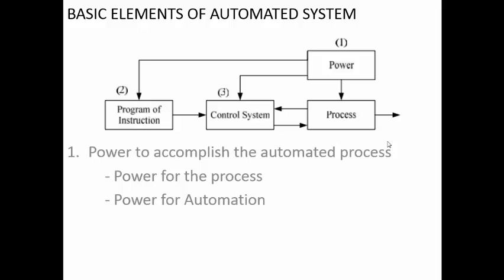Now it may not only be the manufacturing system, it can be any system which you want to automate. You should have a process which you want to automate. You will be having an output. You will be having the program of instructions through which you are giving the inputs. The control system will ensure that the program of instructions are utilized to ensure that the process is happening as per the requirement, and power is required to drive all the activities that have to happen. This is the first element of the automated system.